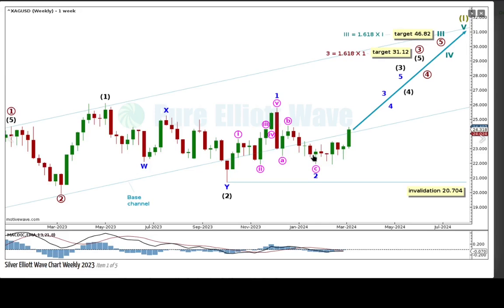If minor wave 2 continues any lower, it cannot move below the start of minor wave 1 at 20.704. Overall increased bullish movement is expected with increasing momentum.